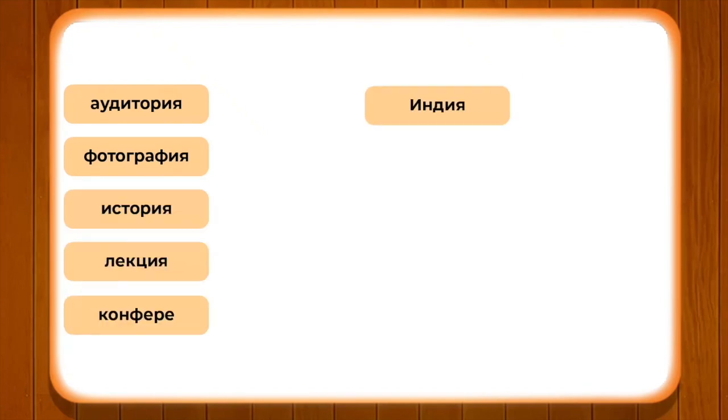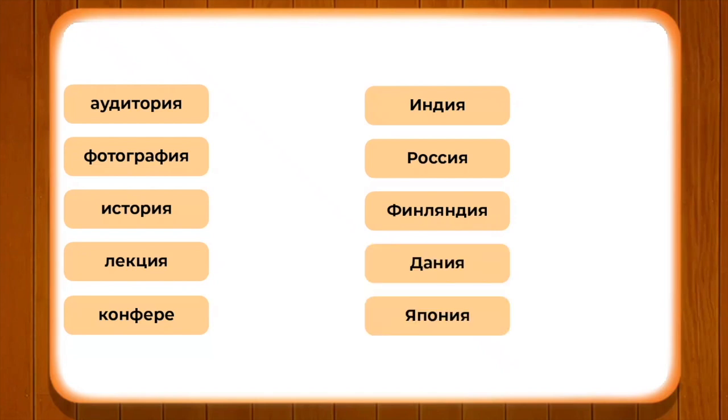I hope this is clear to you all. Now let's go ahead and pay attention to some of the words of the feminine gender in the question где format. So we have аудитория, фотография, история, лекция, конференция, Индия, Россия, Финляндия, Дания, Япония. So let's see what is the difference. Аудитория ends with ya, changes into в аудитории. So ya is replaced by e, as we have discussed. Аудитория changes into в аудитории, in the auditorium.